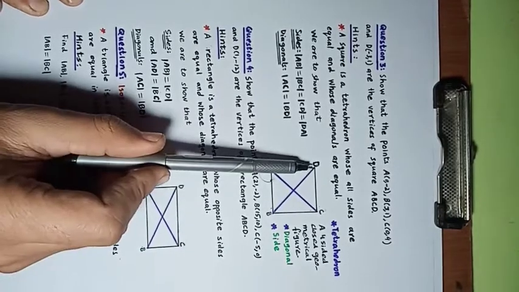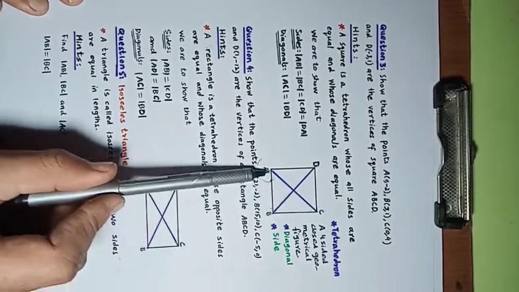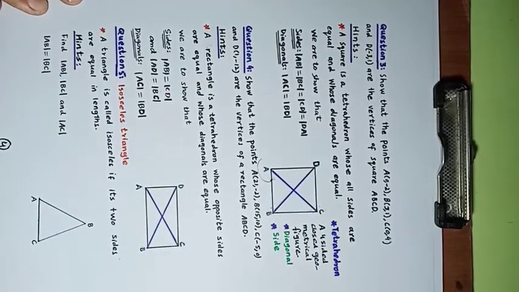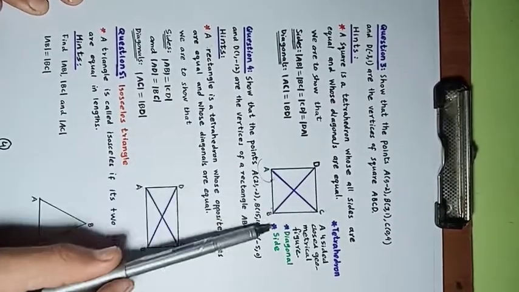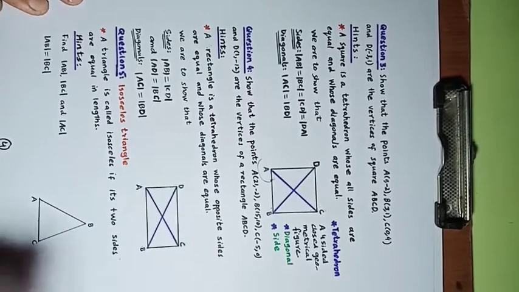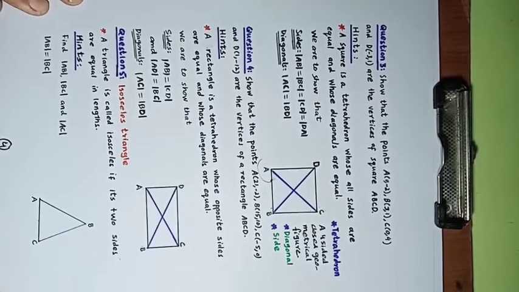Similarly, we have to show that the diagonal BD and the diagonal AC are equal in length. If we show that all the four sides are equal in length and both these diagonals are equal in length, then the tetrahedron would be called square.